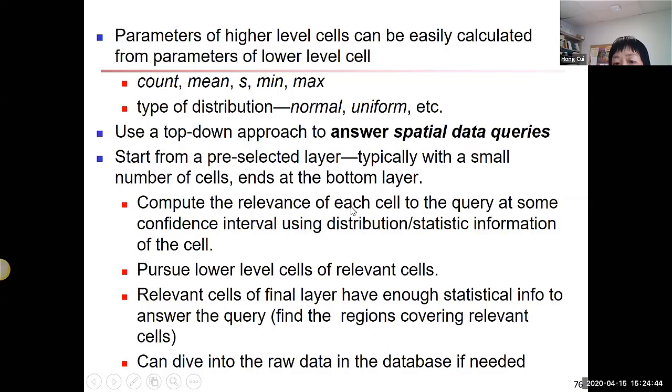And we evaluate the relevance of each cell to the query at hand and find the cell that has the most relevance, and we go down to the lower level cells of the relevant cell. So the relevant cells of the final layer have enough statistical information to answer the query. If not, then we can dive into the raw data in the database if needed.